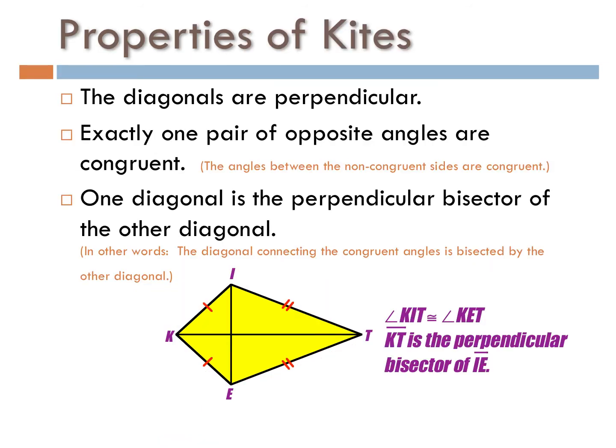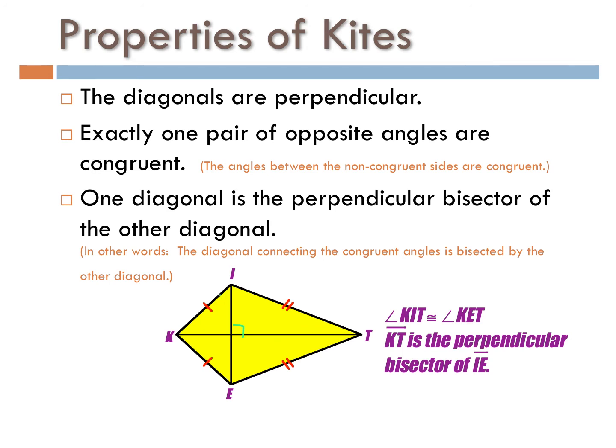So let's go through the properties of a kite. The diagonals are perpendicular. How would I draw that in this picture? I would draw one right angle. I don't have to write all 4. That looks kind of weird. Exactly 1 pair of opposite angles are congruent. These are the angles between the non-congruent sides.